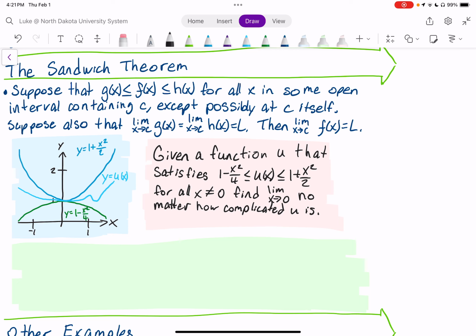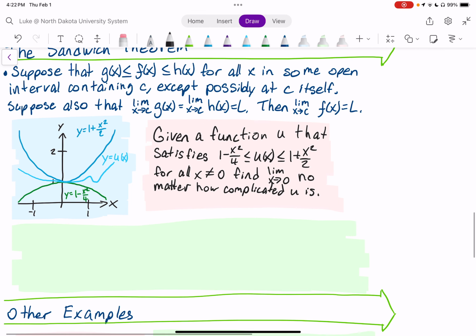And then you've probably figured out what's going on, but I have all of my graphs highlighted in blue, my questions highlighted in red, and then I'm doing my answers in the green. So right here I have a question: given a function u that satisfies 1 minus x squared over 4 is less than or equal to u of x is less than or equal to 1 plus x squared over 2 for all x not equal to 0, find the limit as x approaches 0, no matter how complicated u is. So we don't have to worry about u at all.